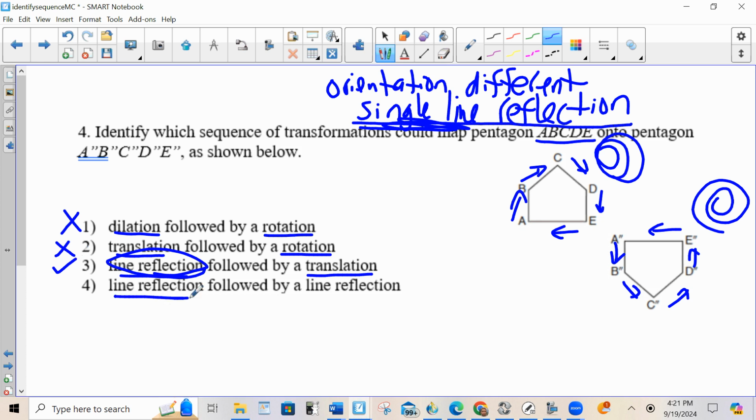A line reflection, followed by a line reflection. A double reflection. A double reflection is not a single reflection. A double reflection will preserve orientation because it'll put it back where it started. That's your answer. For these questions, you're going to be able to eliminate either 2 or 3 choices just by checking for orientation. And we'll talk about what happens when it only eliminates 2. From there, you'll just do the transformation and see if it works.